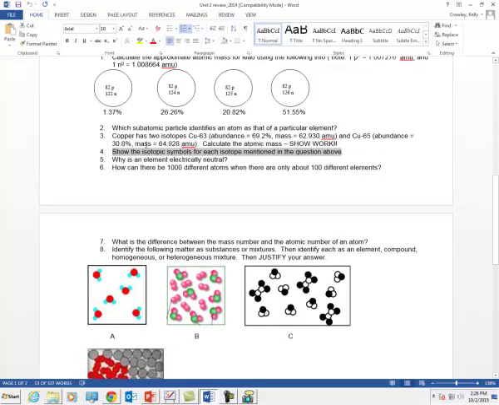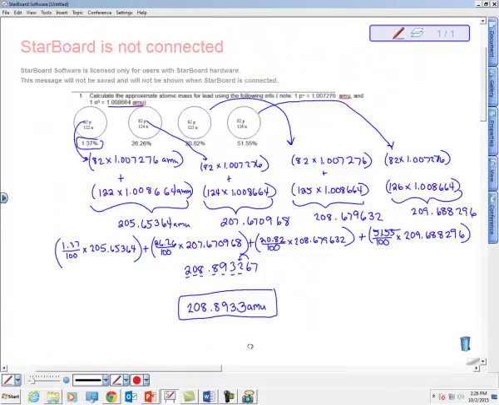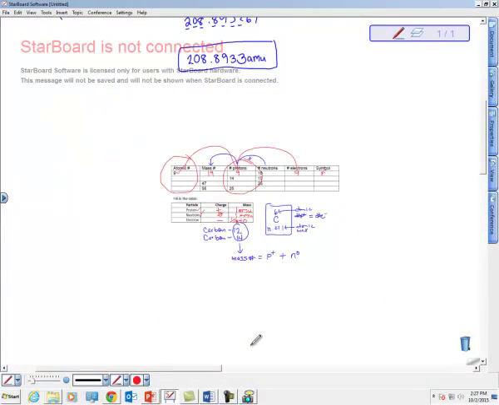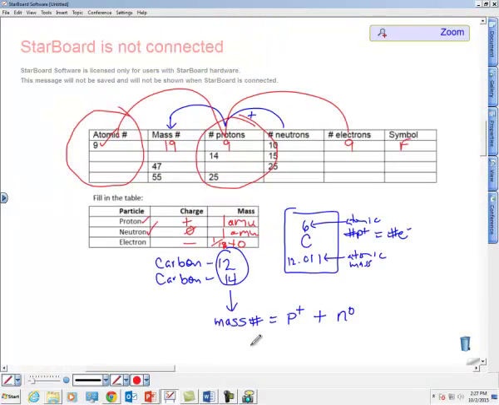Alright. Number 5. Why is an element electrically neutral? What that means is, why do they have no charge? That actually comes back to one of these problems that we just did. Do you guys remember how the number of protons is equal to the number of electrons? Protons have a positive charge. Electrons have a negative charge, right? So the number of protons equals the number of electrons, and that's why an atom is neutral. Protons equals electrons.